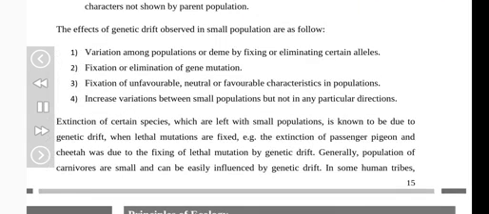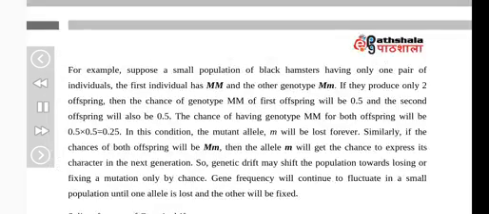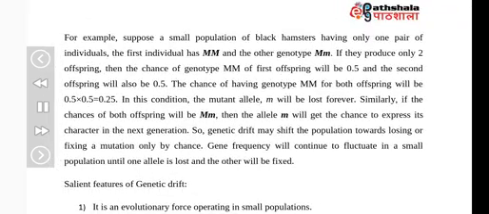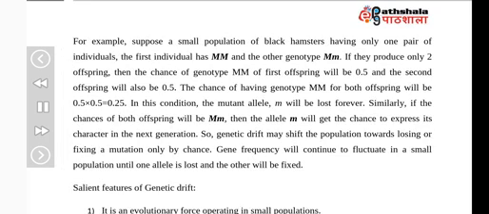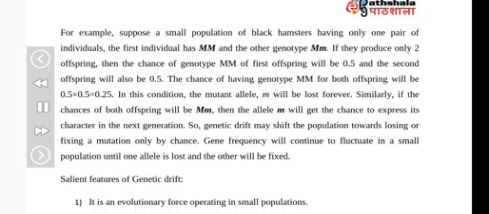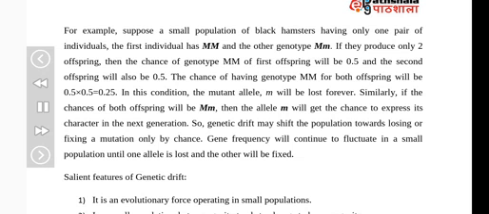For example, suppose a small population of black hamsters having only one pair of individuals. The first individual has genotype Mm and the other genotype Mm. If they produce only 2 offspring, then the chance of genotype M for the first offspring will be 0.5 and for the second offspring will also be 0.5. The chance of having genotype m for both offspring will be 0.5 times 0.5 equals 0.25. In this condition, the mutant allele, m, will be lost forever. Similarly, if the chances of both offspring will be m, then the allele m will get the chance to express its character in the next generation. So, genetic drift may shift the population towards losing or fixing a mutation only by chance.